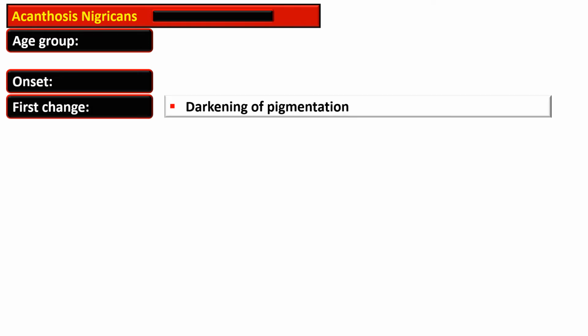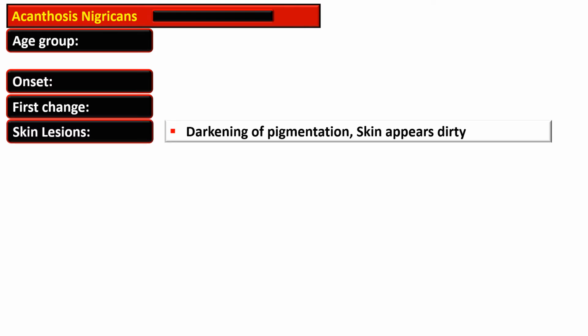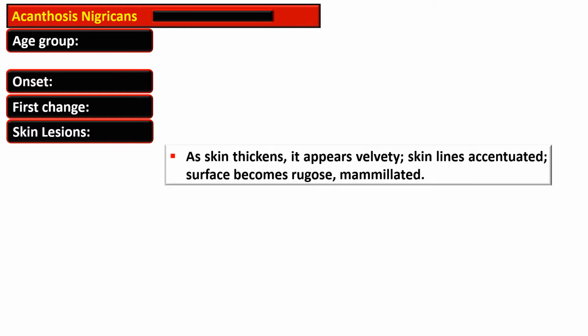The first change is darkening of the pigmentation, and the skin lesion appears dirty, it thickens and appears velvety. The lines of the skin accentuate and the surface becomes rough, and it seems that there are many protuberances present on the surface. That is why it is termed as mammillated skin.